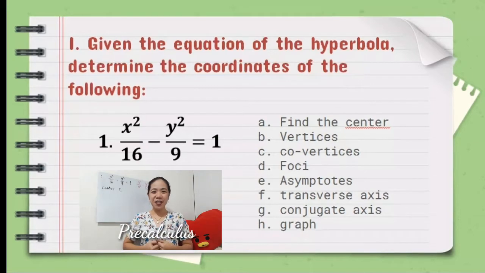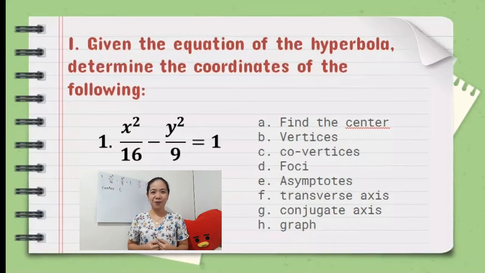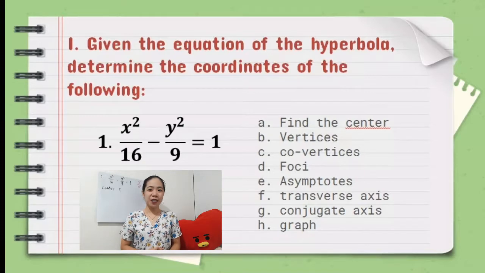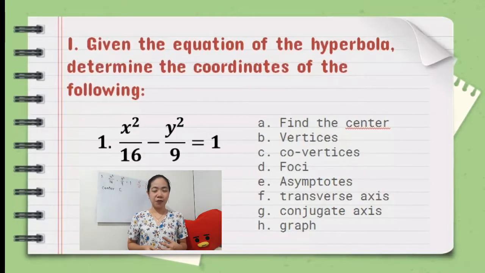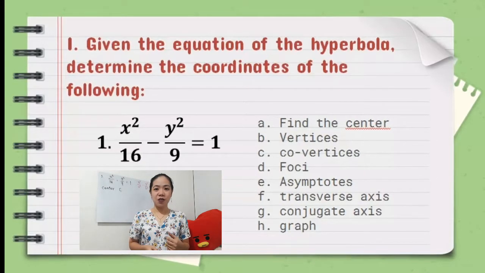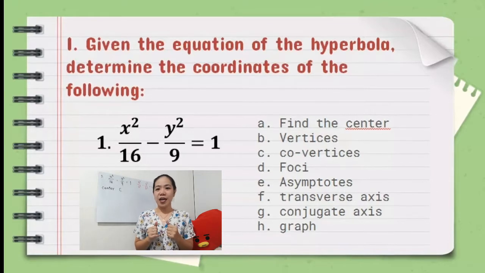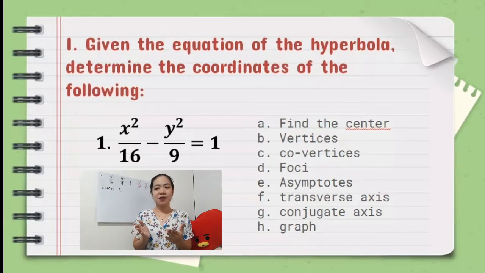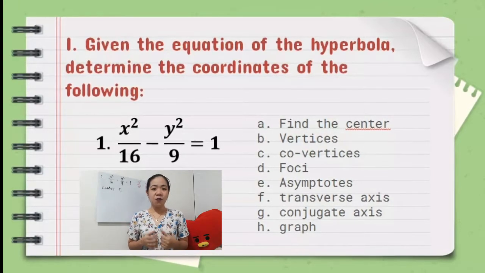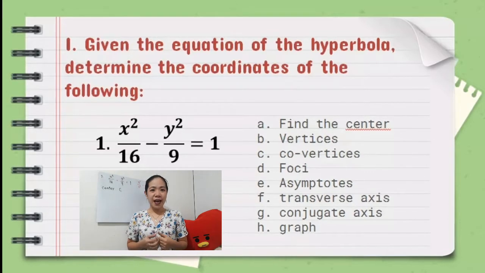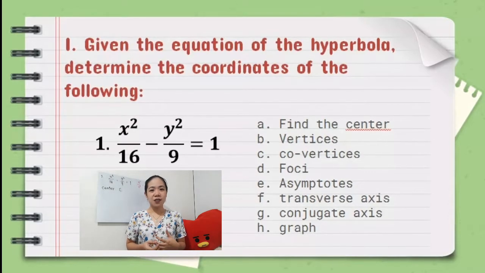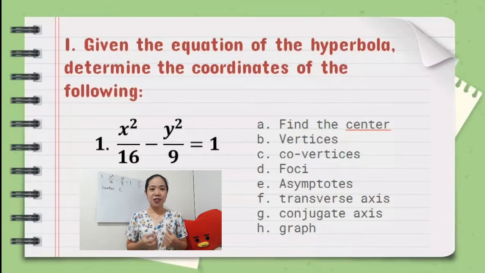So we're back for examples about hyperbola. We have example number 1. Given the equation of the hyperbola, determine the coordinates of the following. So we have the center, the vertices, co-vertices, foci, asymptotes, transverse axis, conjugate axis, and the graph.